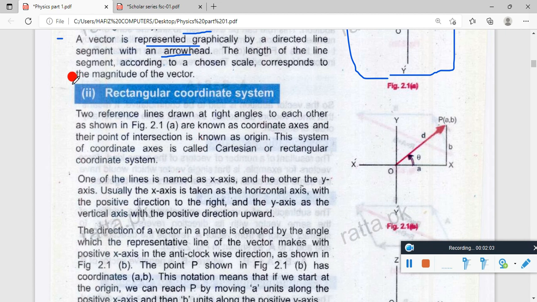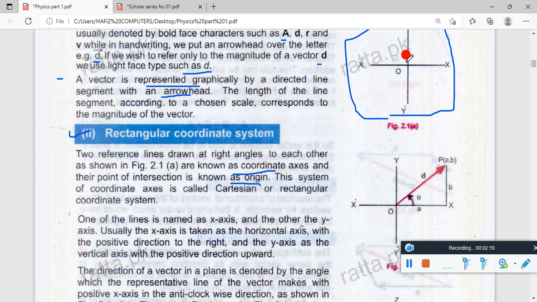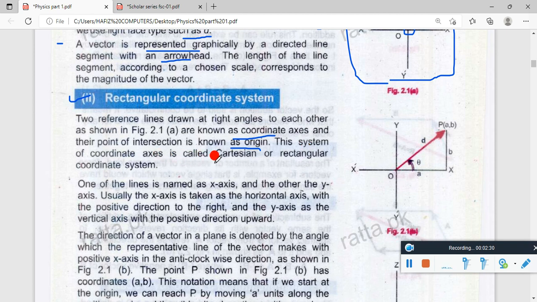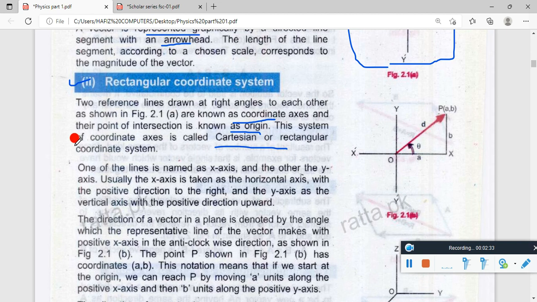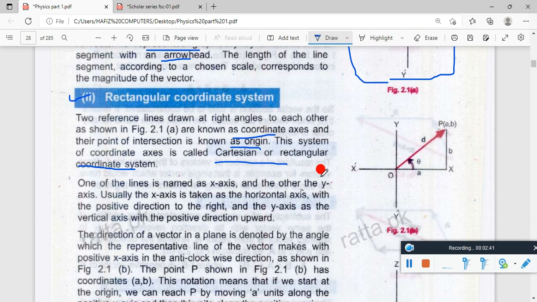So next is the rectangular coordinate system. Two reference lines are drawn perpendicular to each other as shown in figure 2.1a. These are known as coordinate axes and the point of intersection is known as the origin. This point O is called the origin. These x dash x and y dash y are called coordinate axes. This system of coordinate axes is called the Cartesian or rectangular coordinate system. One of the lines is named the x-axis, and the other is the y-axis.